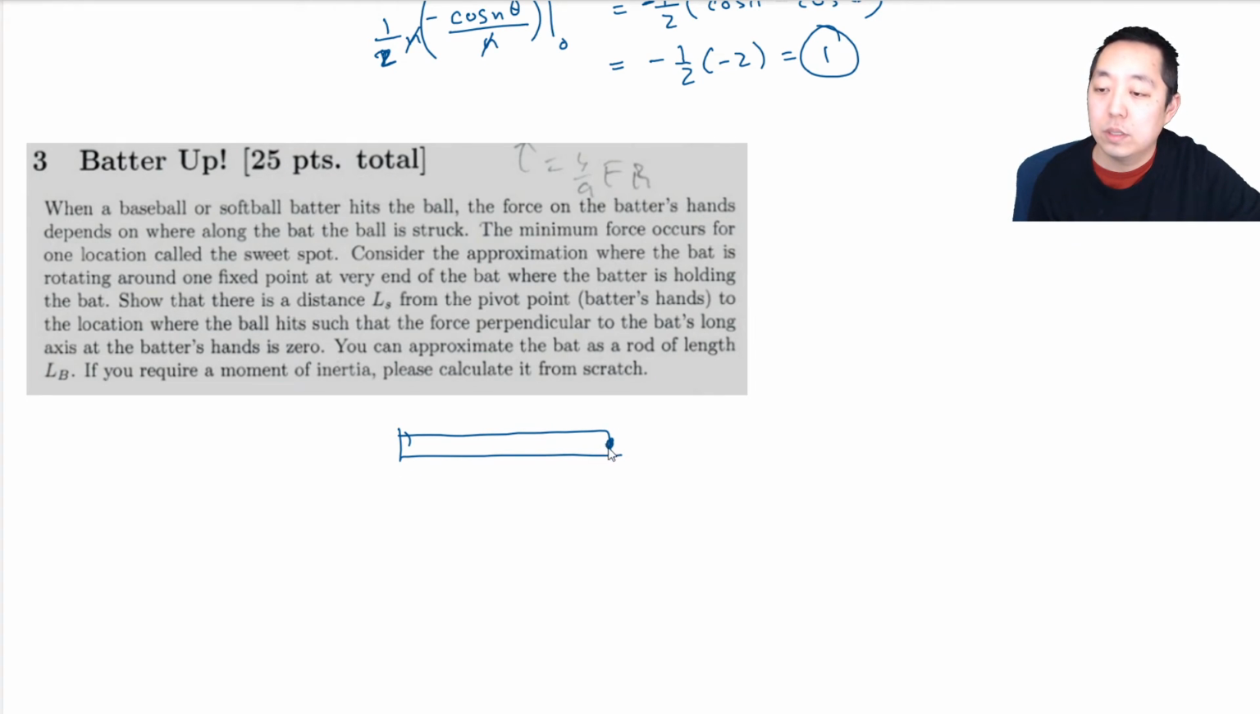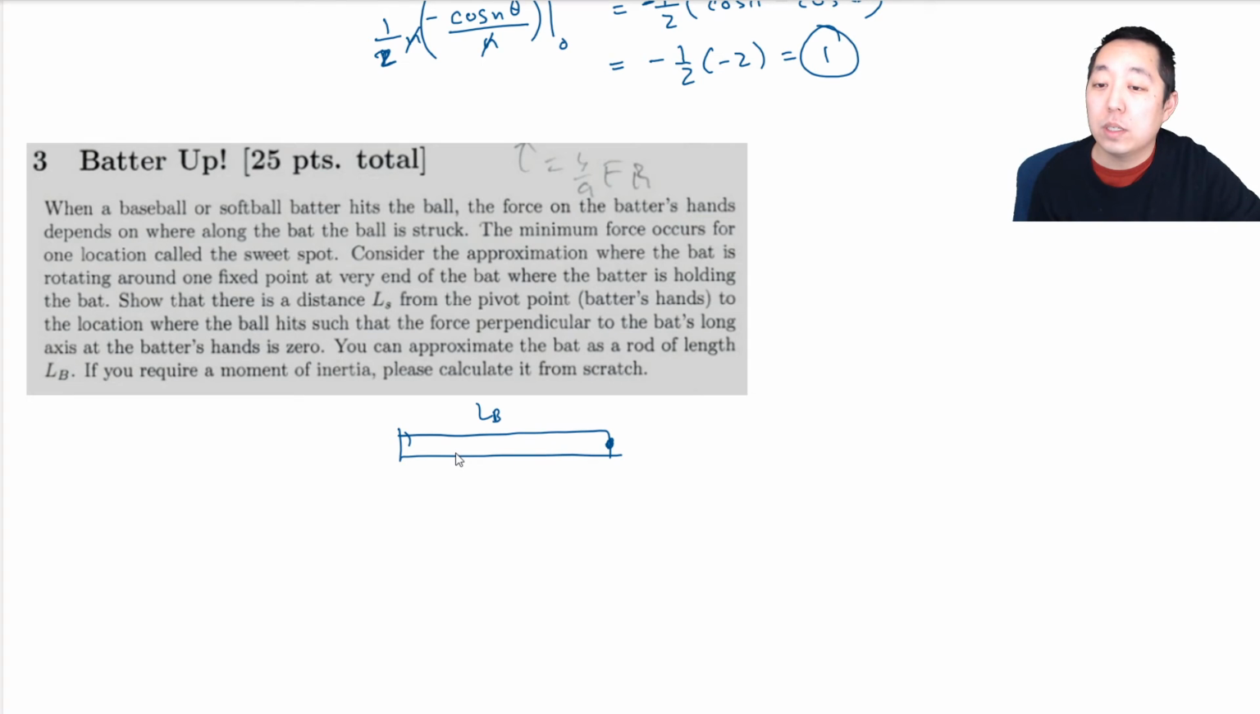Show that there's a distance ls from the pivot point, the batter's hands, to the location where the ball hits, such that the force perpendicular to the bat along the axis of the batter's hands is 0. You can approximate the bat as a rod of length lb. If you require moment of inertia, please calculate it from scratch.